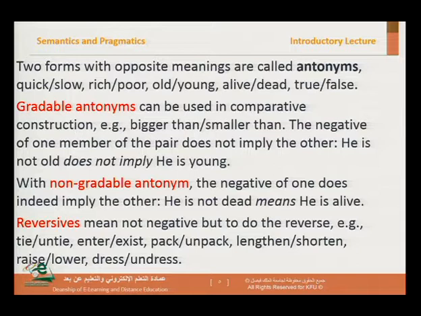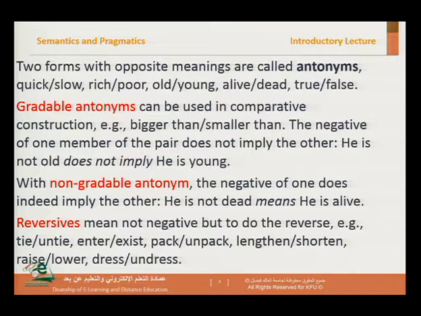Okay? The negative of one member of this gradable antonymous pair does not imply the other. When I say he's not old, it does not imply he's young. When I say Ahmed is not old, does that mean he is kind of young? He is a teenager or something? No. It does not imply that.